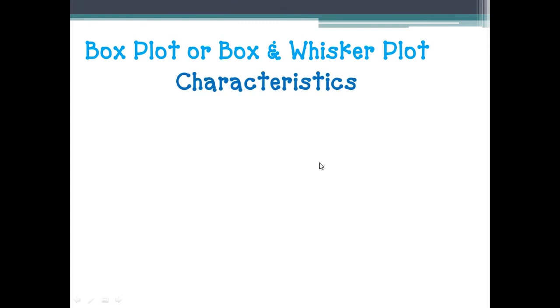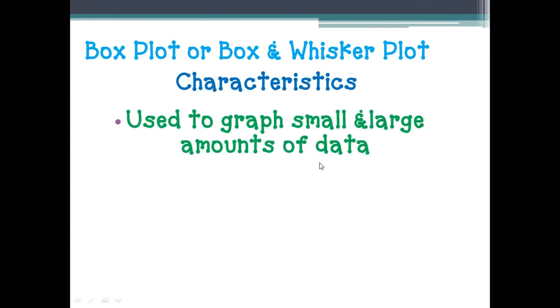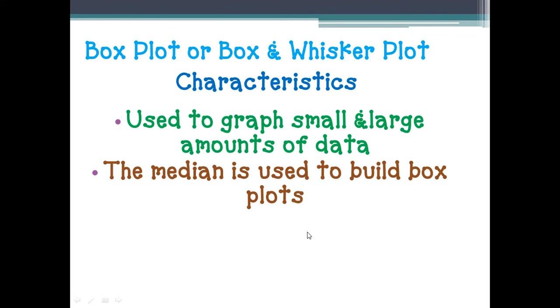Well, there's certain characteristics. One, they can be used to graph large and small amounts of data. Take a moment to think about what type of data we are able to display with a box plot. Remember, we know two different types of data. Which one is it? If you said numerical data, you are correct. We can only graph numerical data. Think about it. Can we find a median if we have categories like your favorite color? Not a chance.